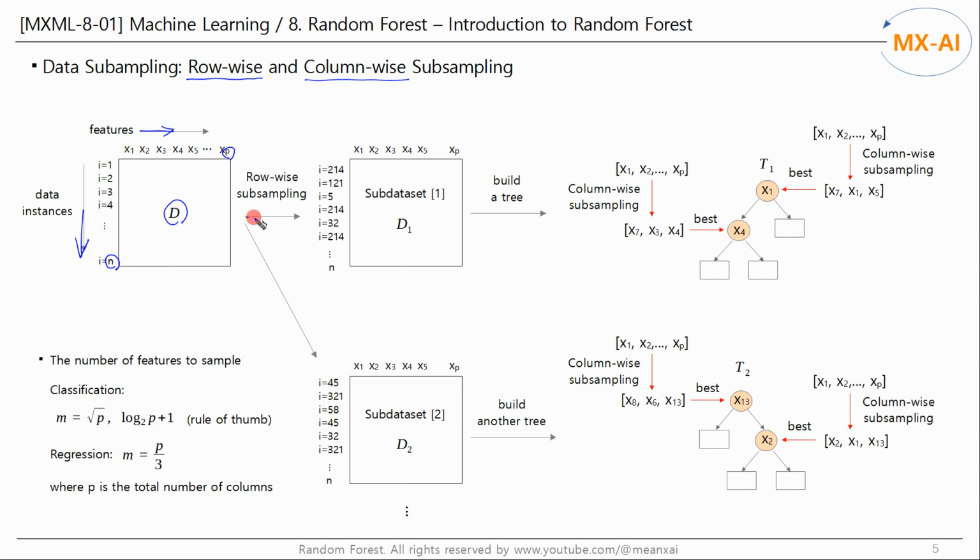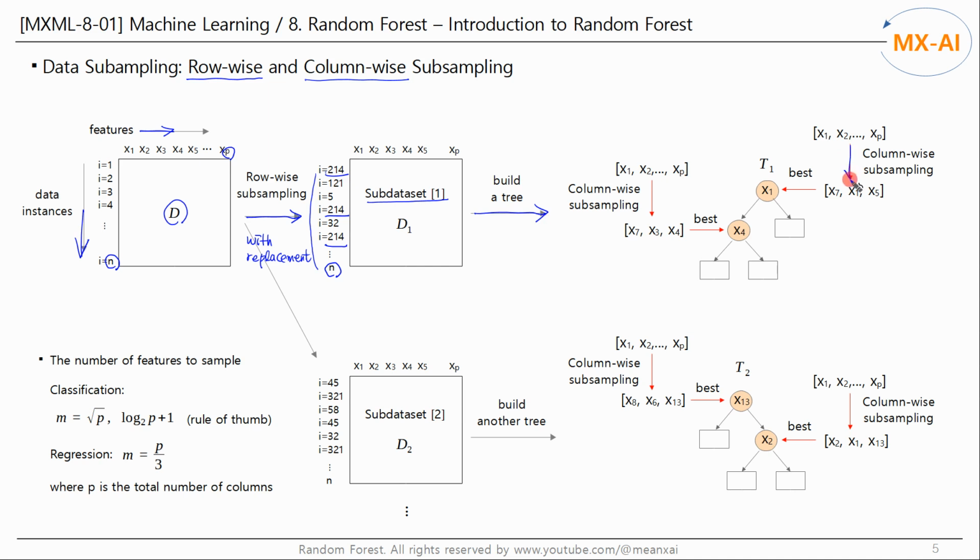First, we perform row sampling to generate the first subdataset. Sampling is performed with replacement. For example, suppose the sample data instances look like this. A total of n samples are selected. Because sampling is performed with replacement, the same data instance may appear multiple times. Next, we use this subdataset to build a decision tree.